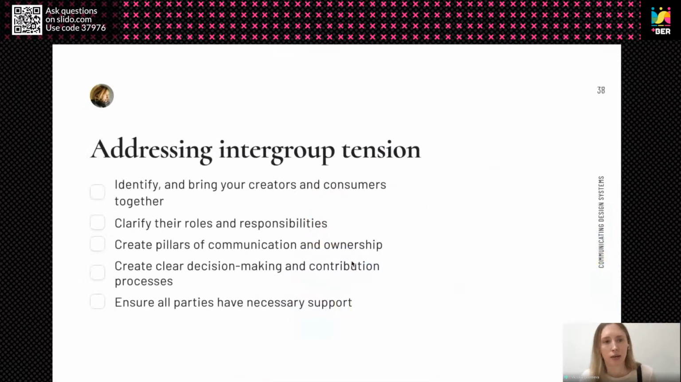And in these groups, we try to address intergroup tension. So we identify and bring your creators and consumers together, clarify their roles and responsibilities, create pillars of communication and ownership, create really clear decision-making processes and contribution processes, and ensure all parties have their necessary support to implement the suggested solutions.